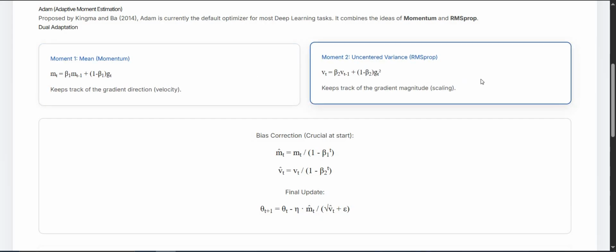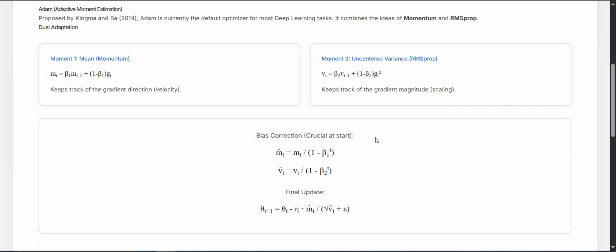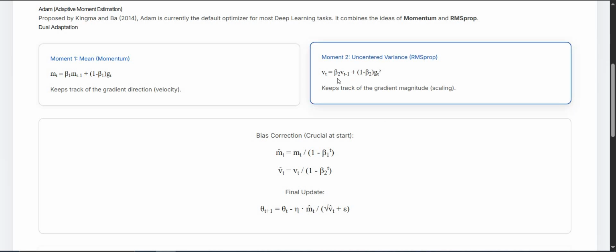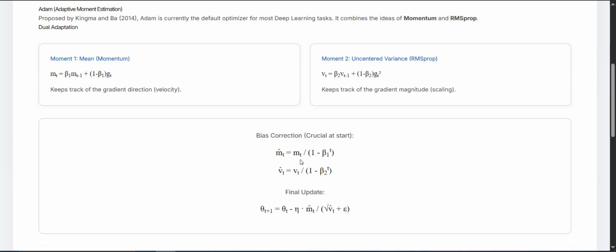Then Adam also keeps a second moving average of squared gradients, written like that. And what is that? v sub t equals beta 2 times v sub t minus 1 plus 1 minus beta 2 times g sub t squared. So the first moment m sub t handles direction, and the second moment v sub t handles magnitude scaling.